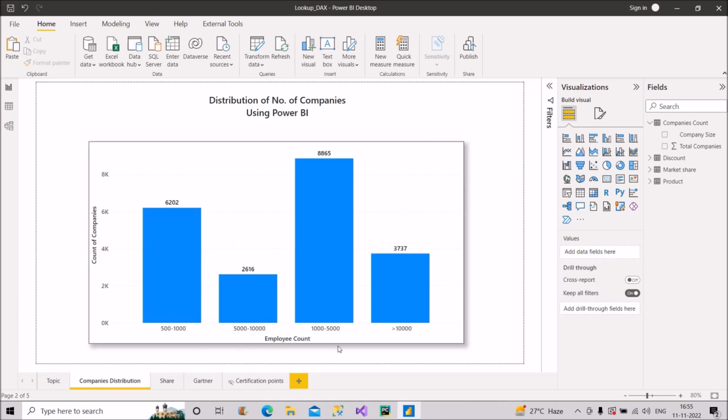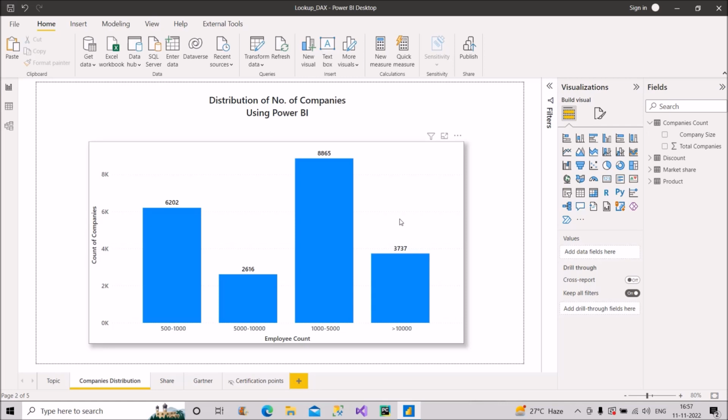Between 1000 to 5000, the number of companies using Microsoft Power BI is 8,865. Similarly, for companies having employee count over 10,000, 3,737 companies are using Microsoft Power BI. So you can see here, the count of the number of companies using Microsoft Power BI is very huge, right? As you can see from the graph. So this is what I wanted to show you through this graph.